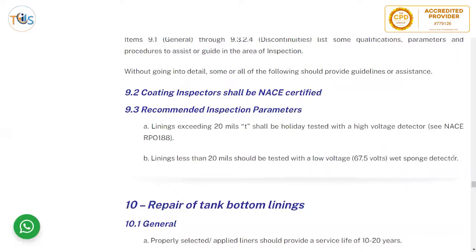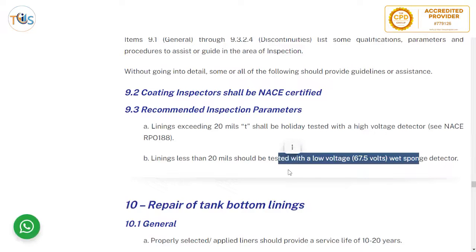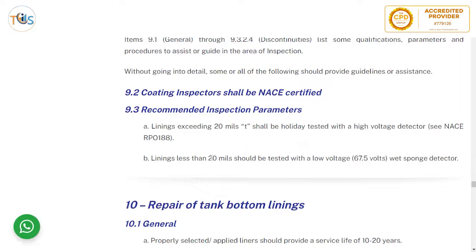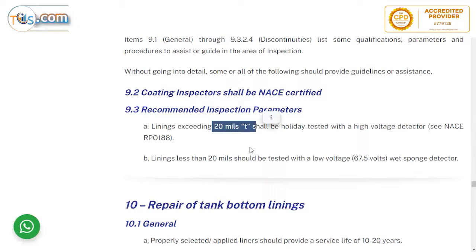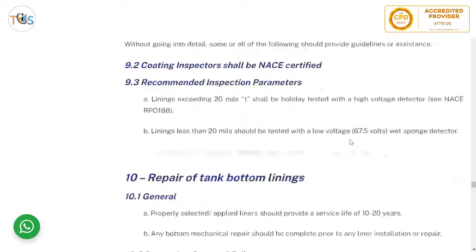Lining less than 20 mil should be tested with a low voltage holiday detector. So this can also be a potential exam question. For less than 20 mil, which one do you use, high, low voltage, or medium voltage? So it's always low voltage. The other way, for a thick lining over 20 mils, the voltage you would use is high voltage.